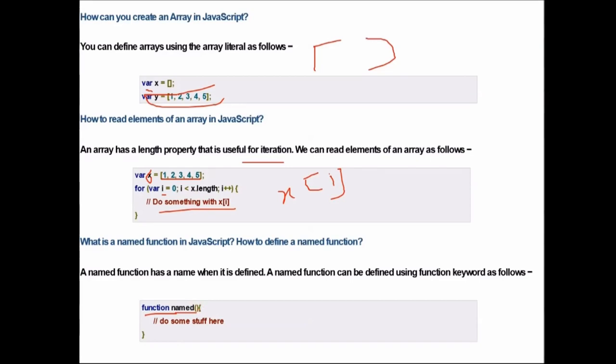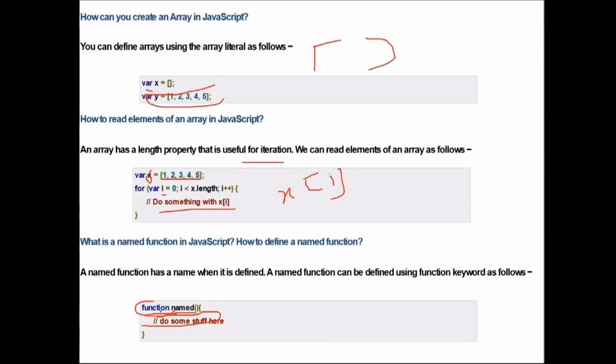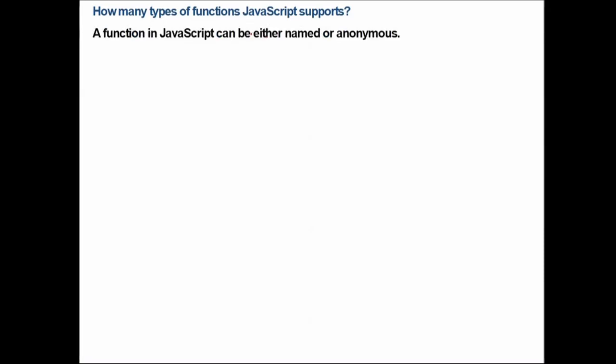And then round brackets and then curly braces. Whatever stuff you want to do, you can do here. So you have to write this function name. Function is a keyword. Now you may be asked how many types of functions JavaScript supports. A function in JavaScript can either be named or anonymous. So these are the functions JavaScript can support, named or anonymous.